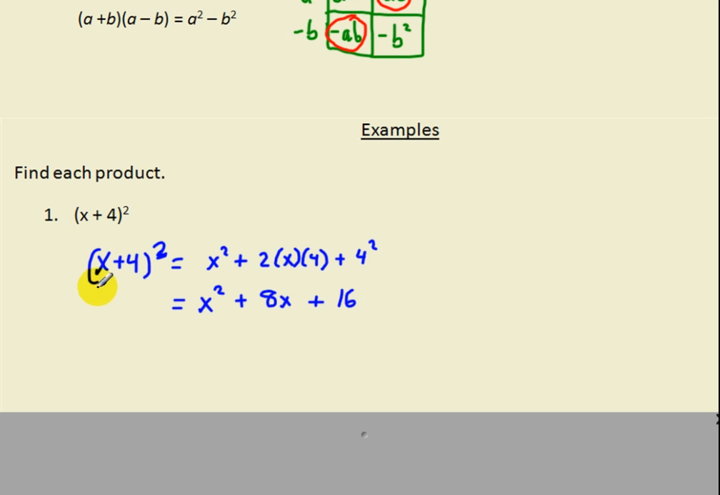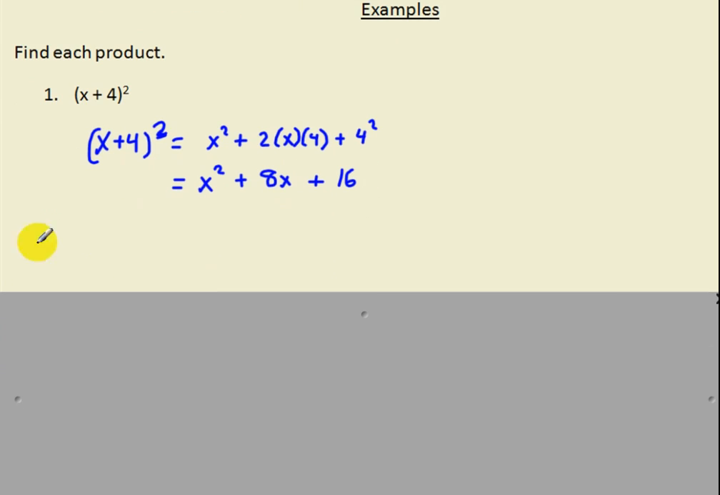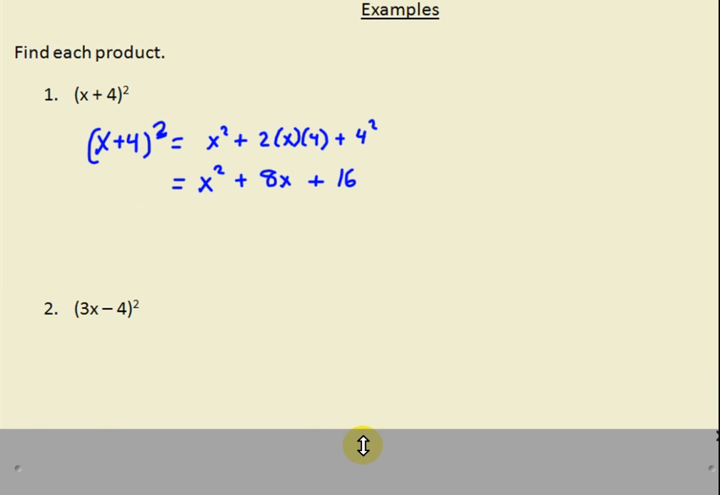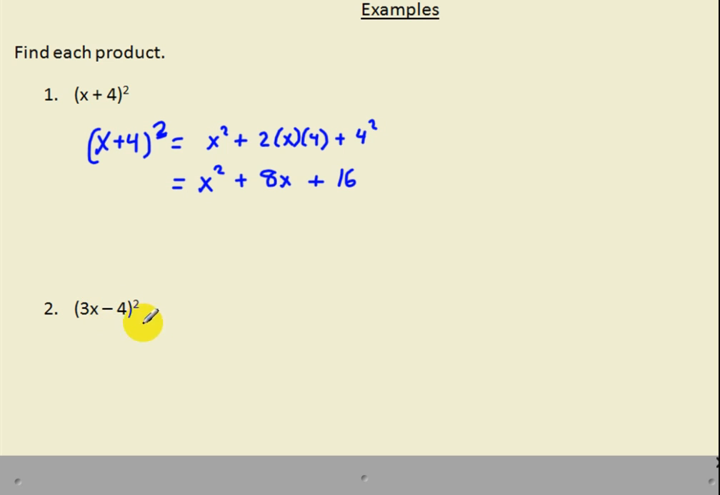That's going to help you, hopefully in a future section, to recognize these perfect squares when they appear as trinomials. But that's jumping ahead a little bit. So let's look at this form. We have (3x - 4) squared. Okay, so we're going to square the first term.